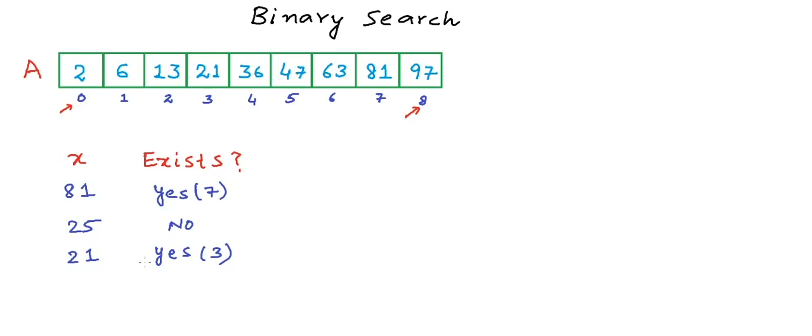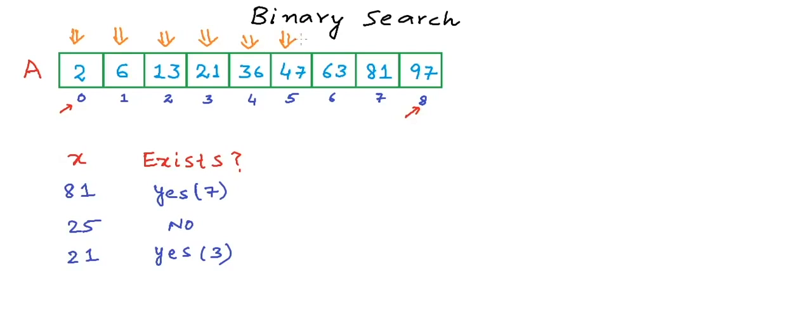Now, what would be the logic to find out whether x exists in this array or not? One simplest approach can be that we scan the whole array to find the desired number. So we start at index 0 and compare this element with x. If it is equal to x, then we are done with our search. We have found the element in the array. If not, we go to the next element.